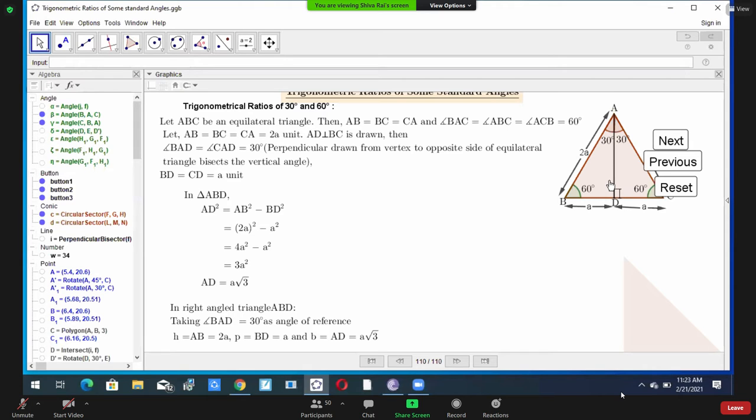H means hypotenuse, which does not change. But P equal to BD. Why BD? Side opposite to 30 degree is perpendicular. So P is BD, which is equal to A. And AB is hypotenuse, BD is perpendicular. Then what is the remaining? That is the base. So base equal to AD. AD equal to A root 3.